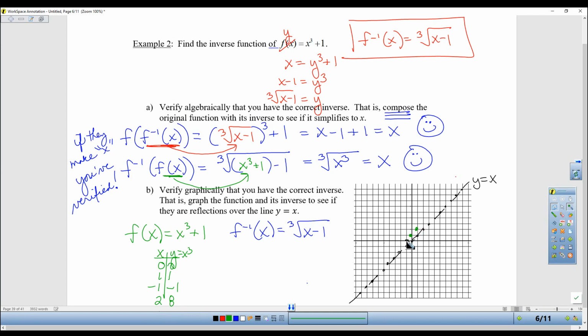So here's my points, but it really does help from your new fake origin to go over 2 and then up 8. 1, 2, 3, 4, 5, 6, 7, 8. And from my new fake origin over 2 and down 8. 1, 2, 3, 4, 5, 6, 7, 8.